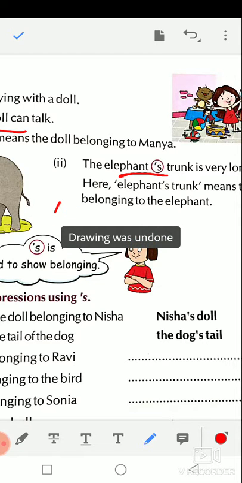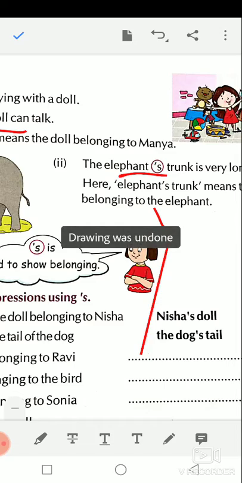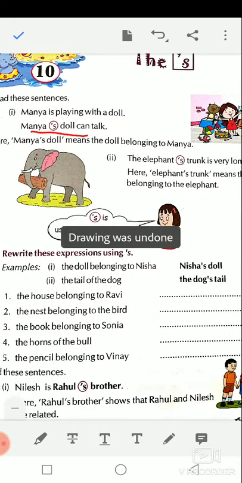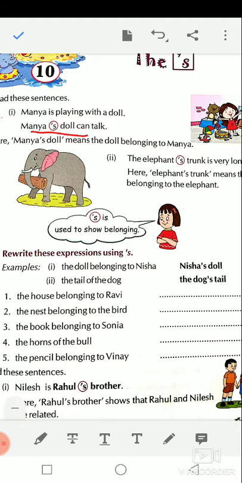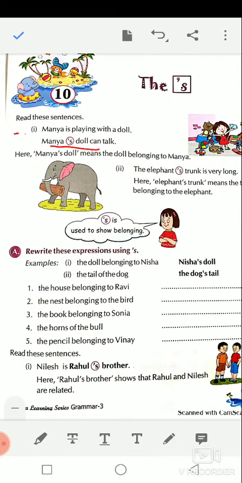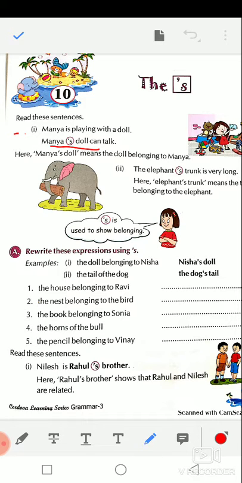Now see this. Apostrophe s is used to show belonging. I have given these two examples. This apostrophe s is used to show belonging, meaning the ownership, that this thing belongs to someone or something. Now see this exercise A. Rewrite these expressions using apostrophe s. If we say the doll belonging to Nisha, we can also write it as Nisha's doll.